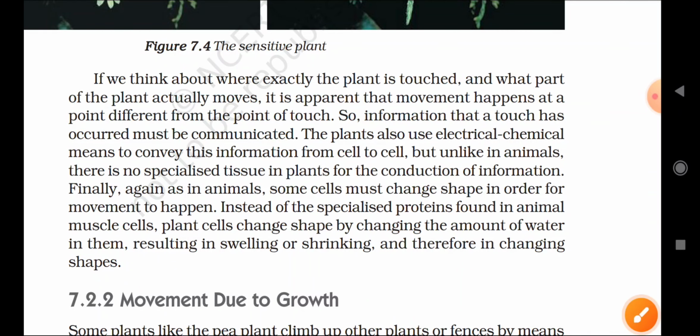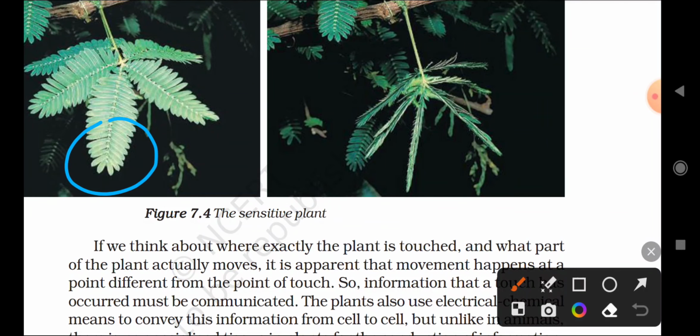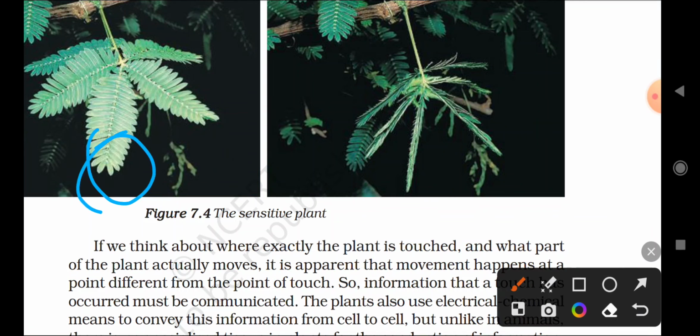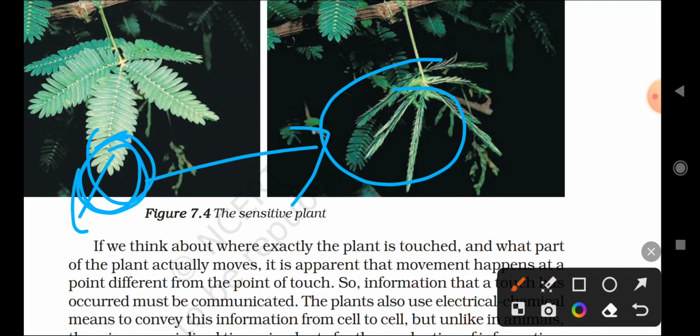Normally, if we know which part we have touched and which part of the leaf changes its position, we can easily say that the touched part is the one that changed shape. But in the sensitive plant, when we touch this part, not only this part but the entire leaf changes its shape. So some information is being transferred to all the leaves. How is this information passing from one end to the other?